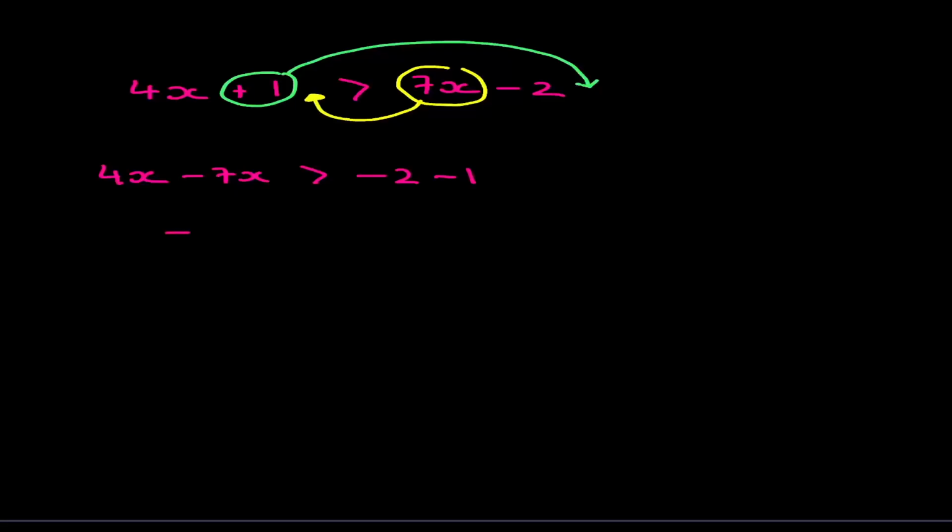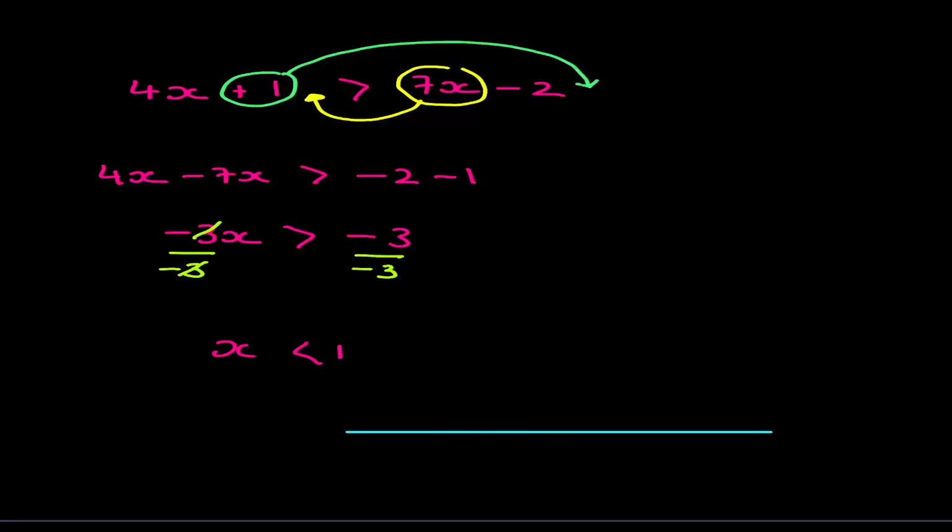Okay, 4x take 7x is -3x. Hopefully you could all see that because we're going negative. And -2 take 1, again we're going more negative, is -3. Final step, divide by -3 in order to get x by itself. Remember, the sign flips when you divide or multiply by a negative. So it will be x is less than, and -3 divided by -3 is 1. Beautiful, isn't that easy?